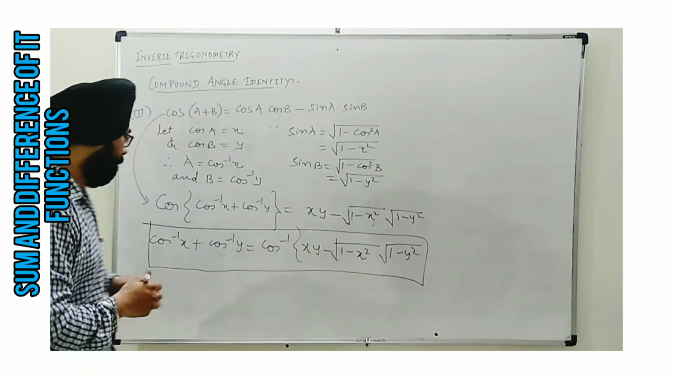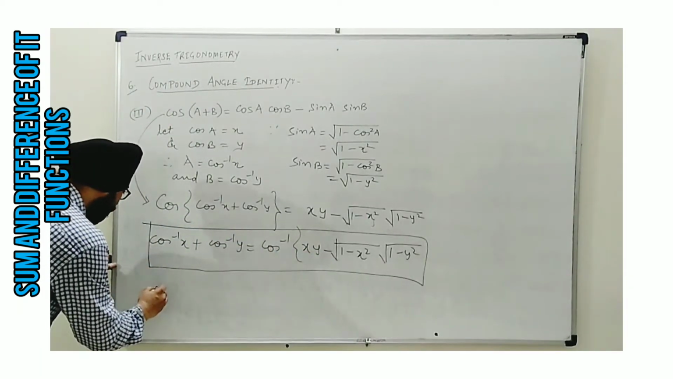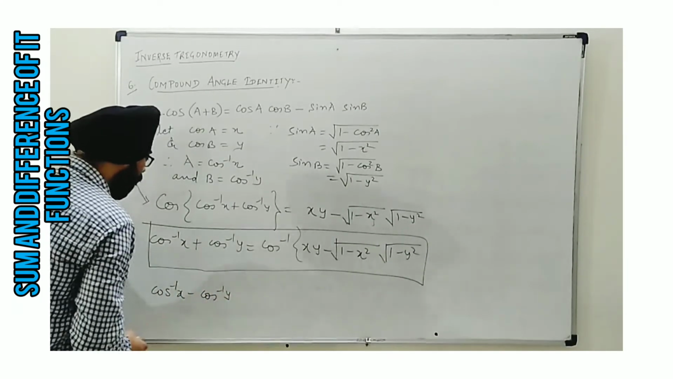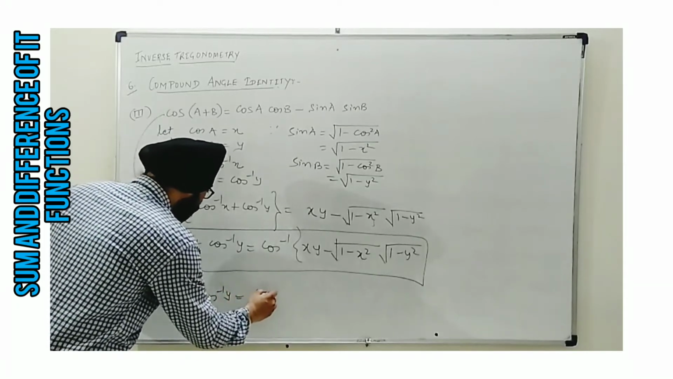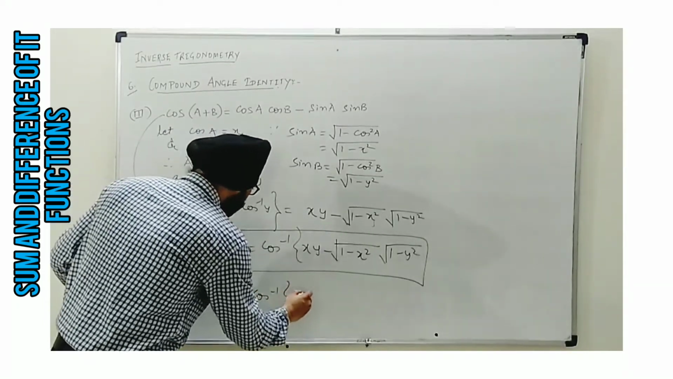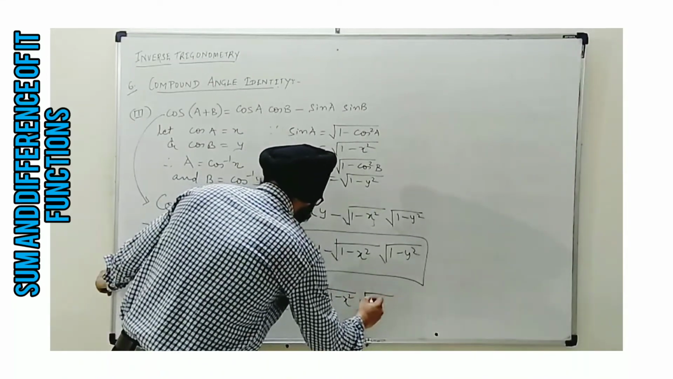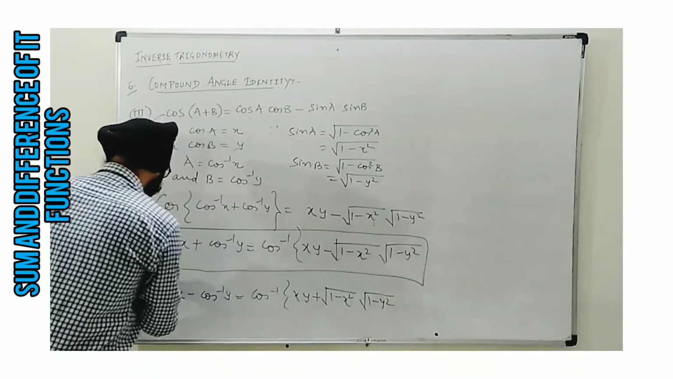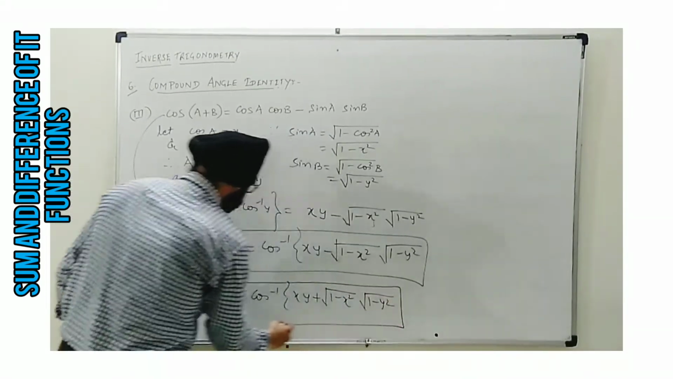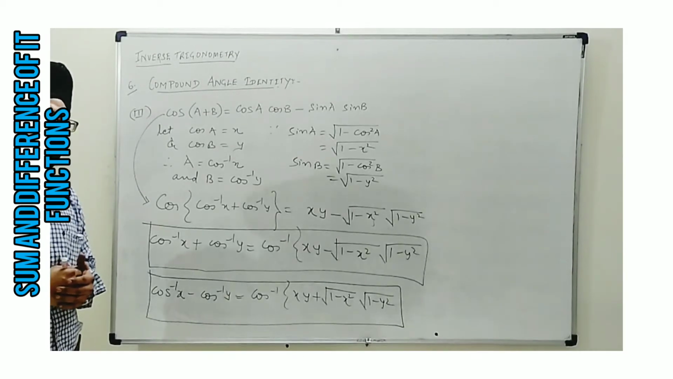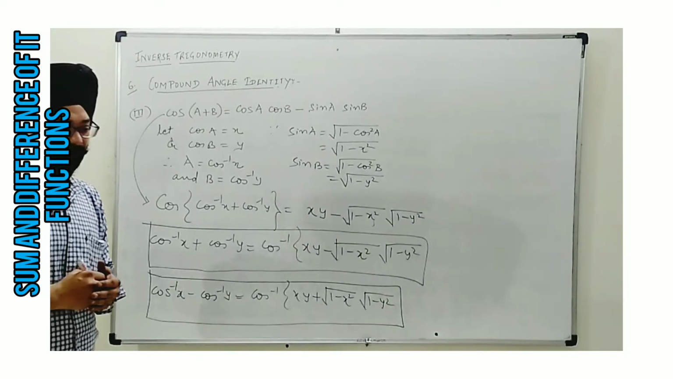Then obviously we can say the next identity: cos inverse x minus cos inverse y is equal to cos inverse of xy plus under root 1 minus x square under root 1 minus y square. So this way, two more identities in the batch we have added. This was about cos. Now we will see the identities of tan.